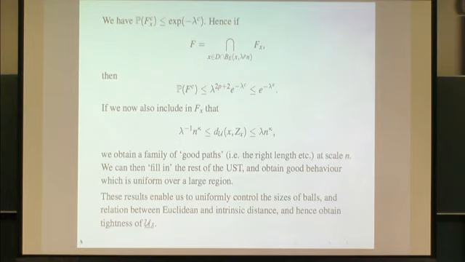And we can fill in the rest of the uniform spanning tree and obtain good behavior uniform over a large region. And then by varying the scale n, we actually get families of paths which are good over a wide range of length scales. So these results enable us to uniformly control the size of balls and the relation between metrics and measures, and hence obtain tightness of these U deltas.